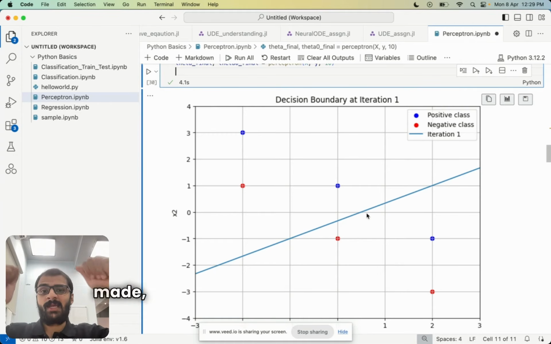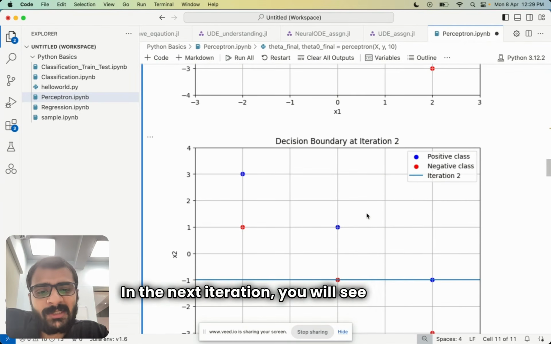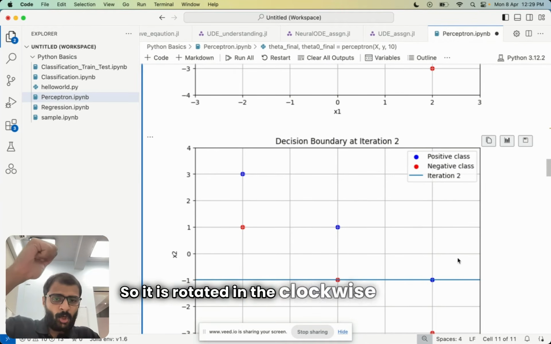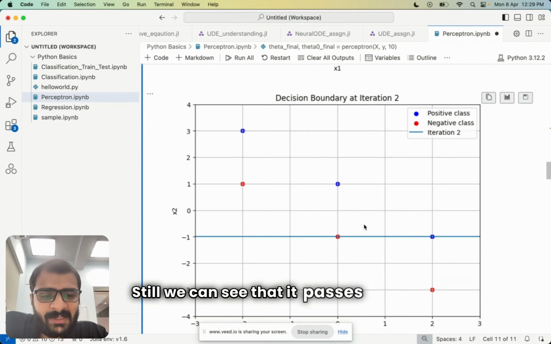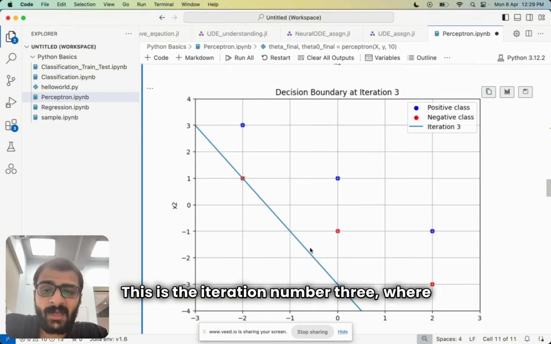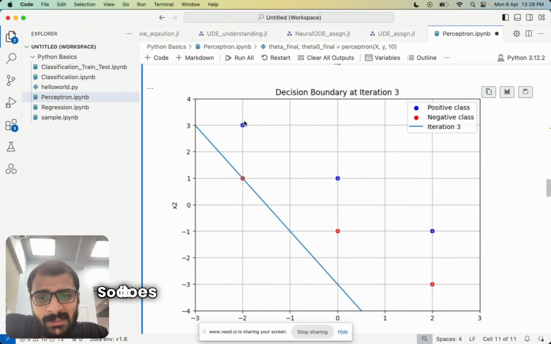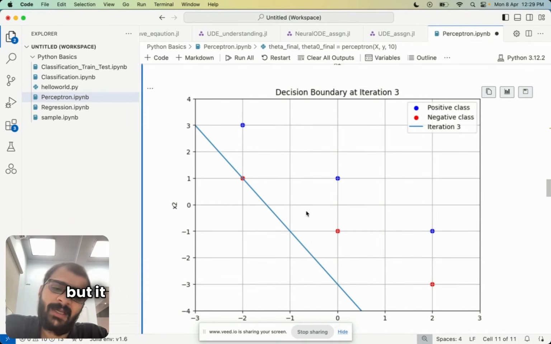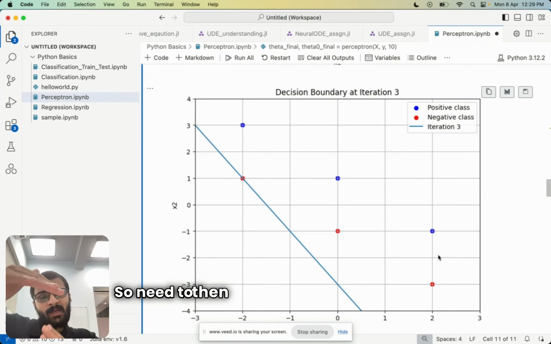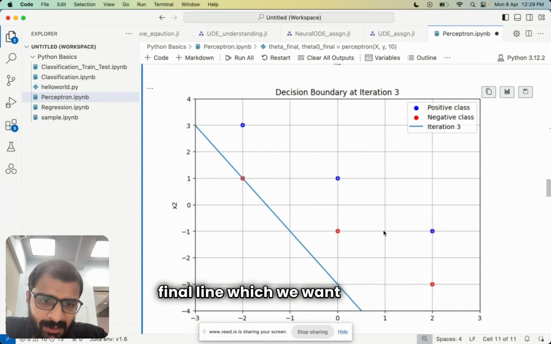Remember, when a mistake has been made, our algorithm rotates the hypothesis. So in the next iteration, you will see that the hypothesis is rotated so that we avoid the mistakes. So it is rotated in the clockwise direction. Still we can see that it passes through 2 points and still it's not quite perfect. This is the iteration number 3 where it actually makes two mistakes again because the normal to this is here. So it does classify the positive points correctly, but it incorrectly classifies these three negative points. So still there is an error. So we need to then again rotate it backwards. We need to rotate it anti-clockwise because the final line which we want is this.